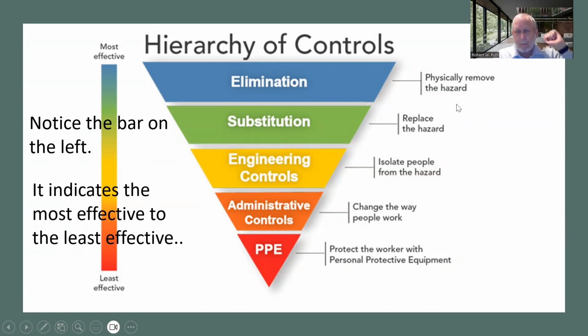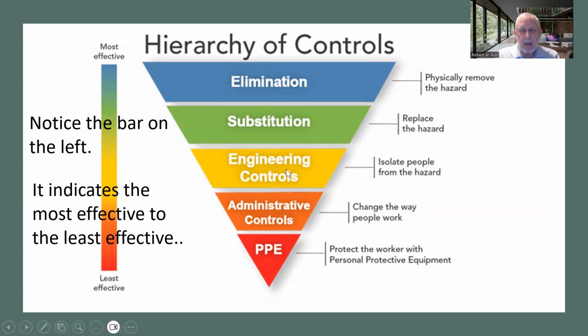If you can do that, completely get it out of there, that's fine. Substitution: replace the hazard with something less hazardous. Now you have to be sure it's actually less hazardous. In some cases, fine granules of a chemical would be less hazardous if they were in more of a solid form. So that's one way of doing it.